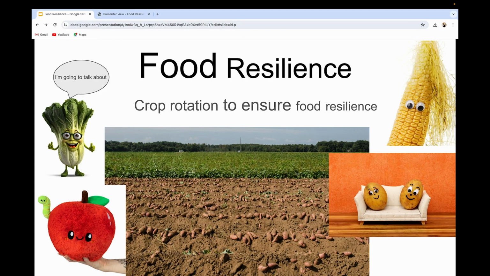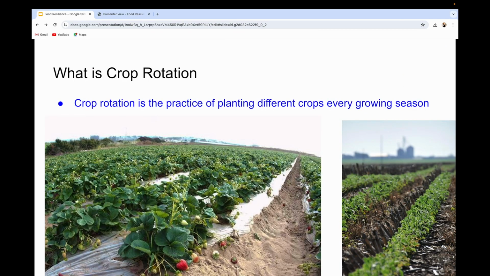Okay, I would like to talk about food resilience and how crop rotation, what, why, and where, and how this plays a role in resilience with food. Okay, what is crop rotation?